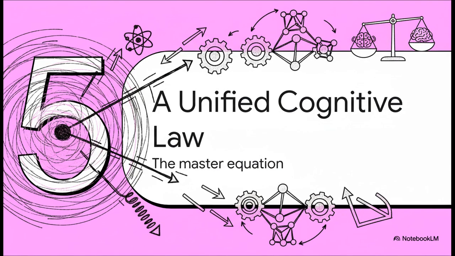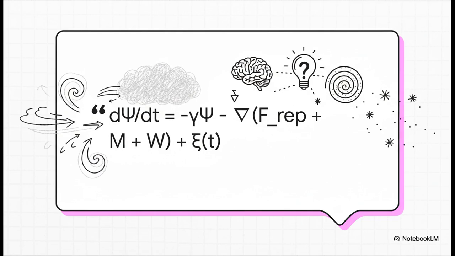Okay, we've seen the state of the mind. We've seen the forces that pull it. We've seen the delicate balance that keeps it stable. Now, we've arrived at the heart of it all, the main event, the single, unified law that brings every one of these elements together. And there it is, the master equation for a thinking system. I know, it looks a little intimidating, but trust me, it's actually just telling a story we've already learned.